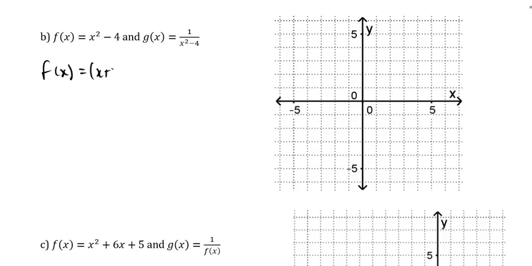Factor: x plus 2, x minus 2. What does that give us? The x-intercepts, zeros. Very good. What else do I know about this? This is a weird one, x squared minus 4. It's already in vertex form, right? So what is the vertex? 0, negative 4.